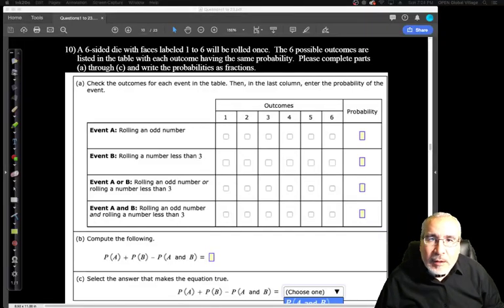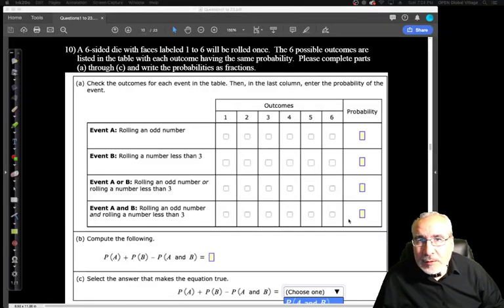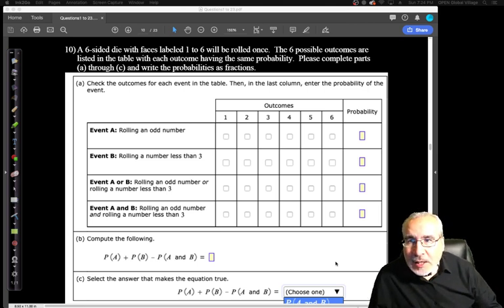Here we are at question number 10, MAT142, Unit 2 review on probability. You've got a chart to fill in and some probabilities to calculate. So we've got a 6-sided dice with faces labeled 1 through 6. It's going to be rolled one time, and so there are 6 possible outcomes, 1, 2, 3, 4, 5, 6. The goal here is that we've got different events, A and B, and we want to figure out what their probabilities are.